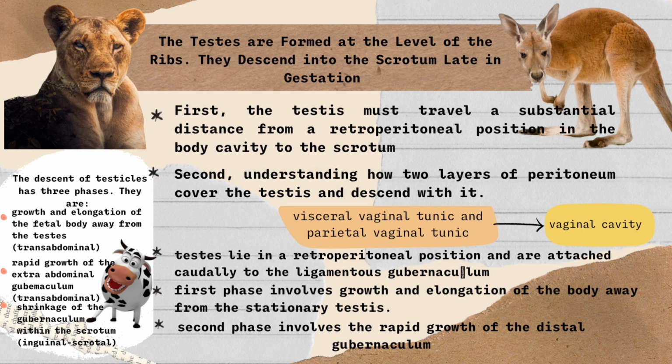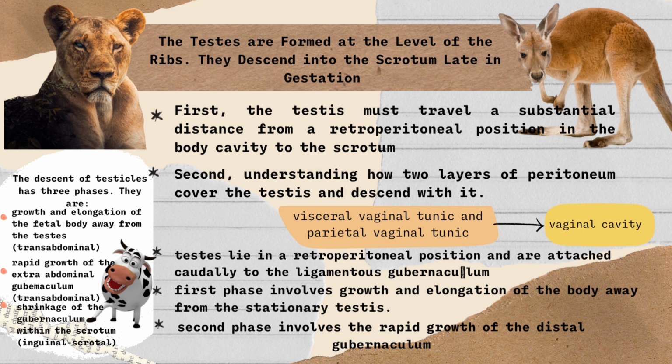The descent of testicles has three phases. They are: first, growth and elongation of the fetal body away from the testis; second, rapid growth of the extra-abdominal gubernaculum; and third, shrinkage of the gubernaculum within the scrotum.